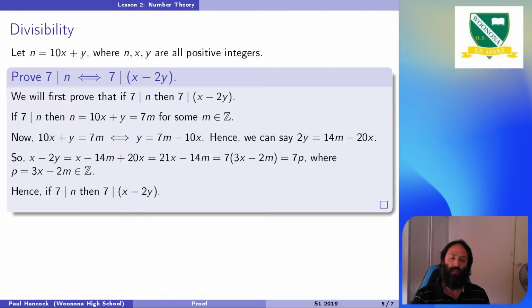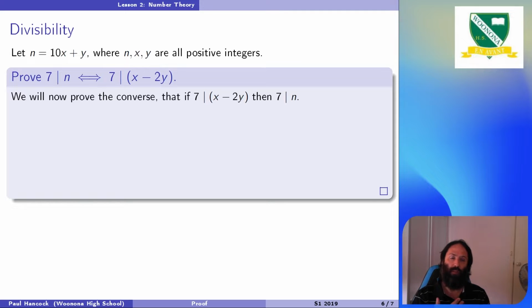If 7 divides n, then 7 divides x minus 2y. We now need to prove the converse. We need to prove the other direction. So here we know that 7 divides x minus 2y, and we want to use that to establish that 7 divides n. It's important when we're proving an equivalence that we prove both directions, because we may find that one direction works and the other one doesn't. So it's not always that both work. We need to prove in both directions. Here both do work. We're going to see that this proof works as well, but it doesn't always happen.